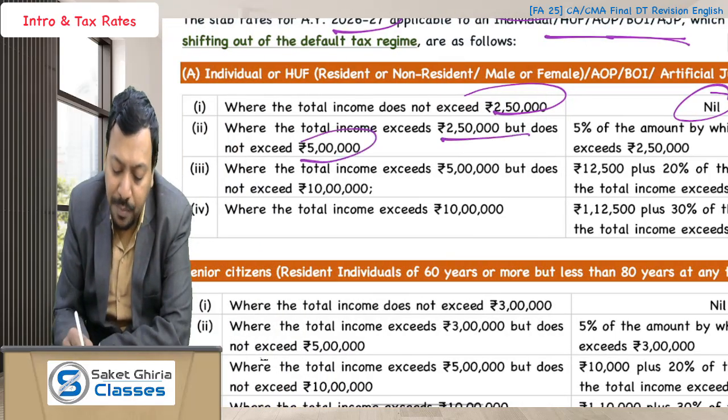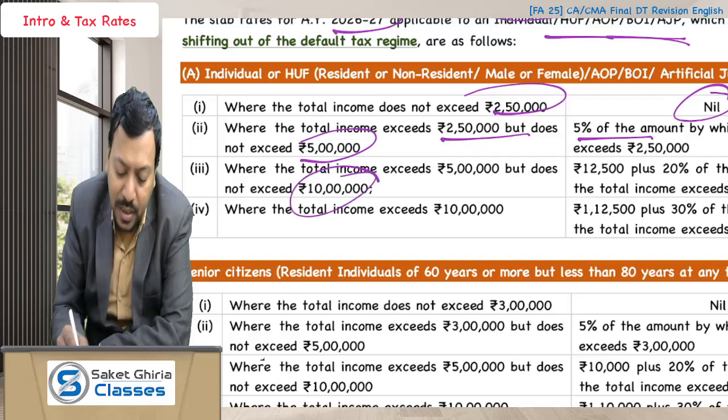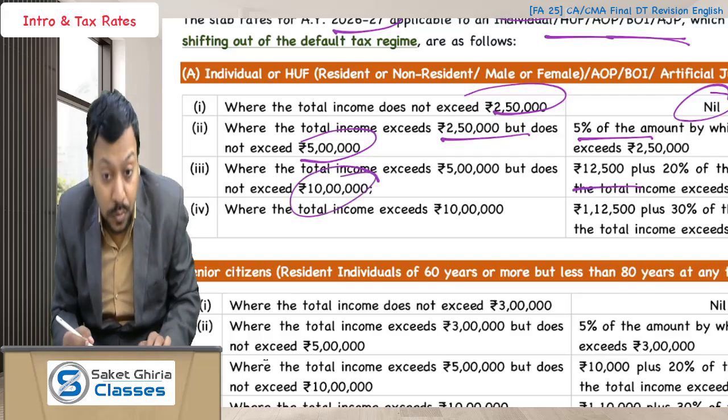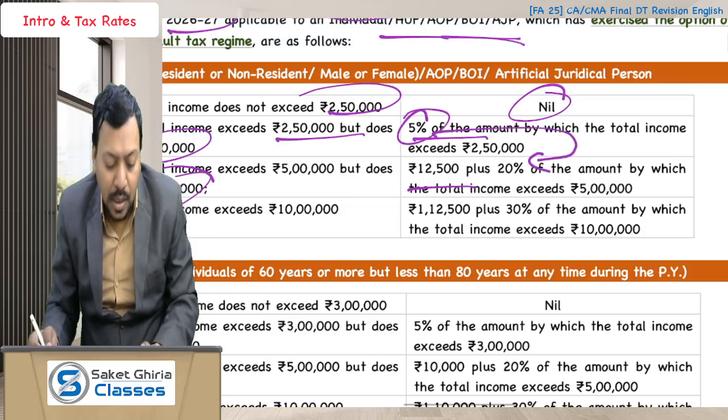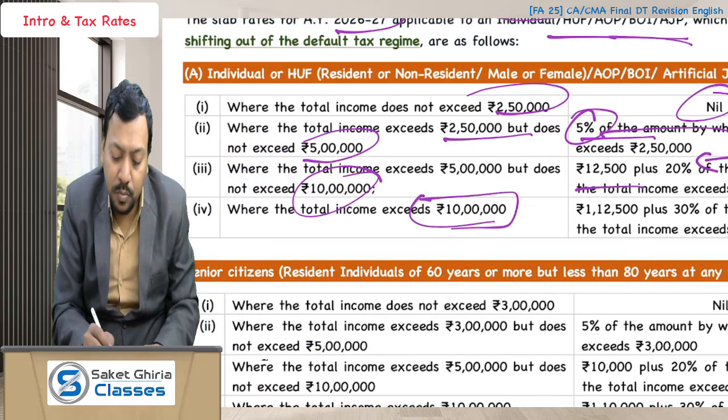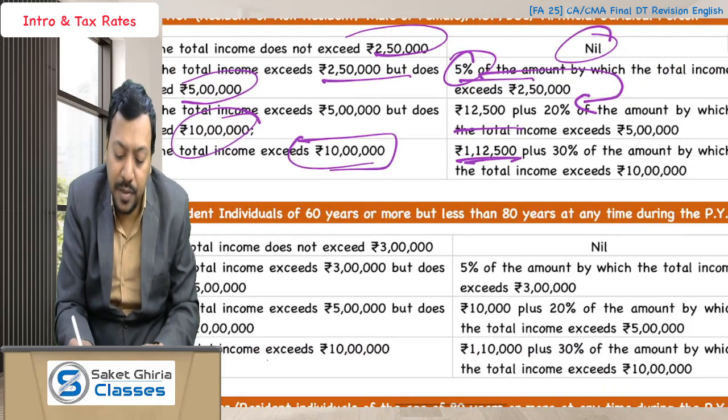2,50,000 to 5 lakh, 5%. 5 lakh to 10 lakh, 12,500 plus 20%. So remember, from 5% directly 20%, there is no 10%. And for income exceeding rupees 10 lakh, 1 lakh 12,500 plus 30%.